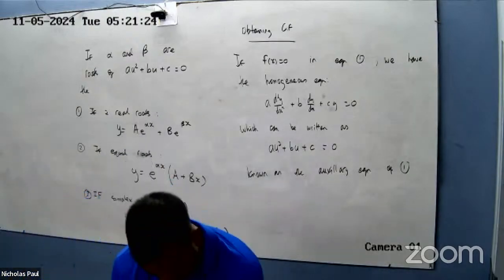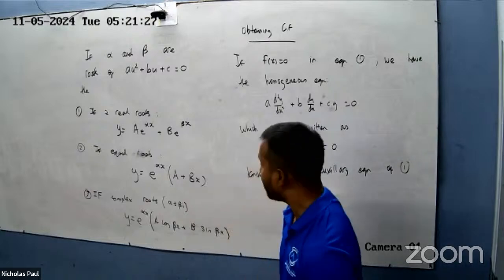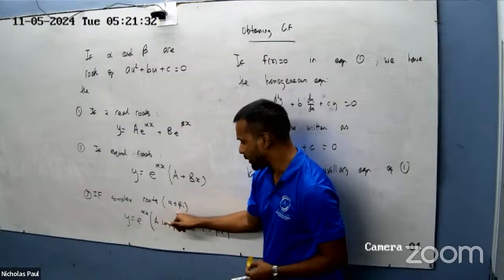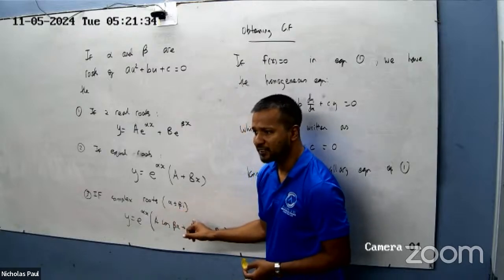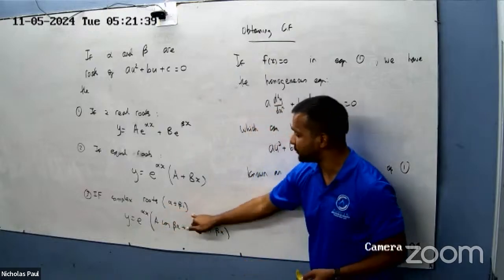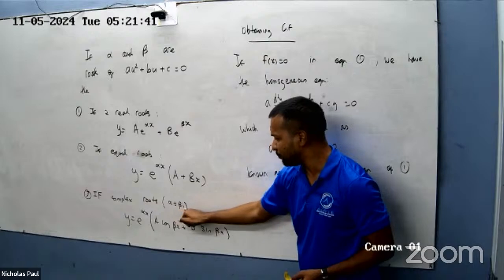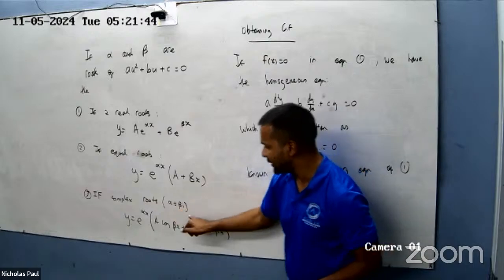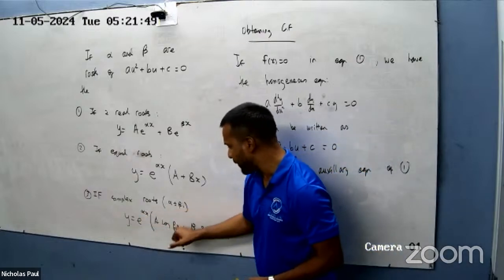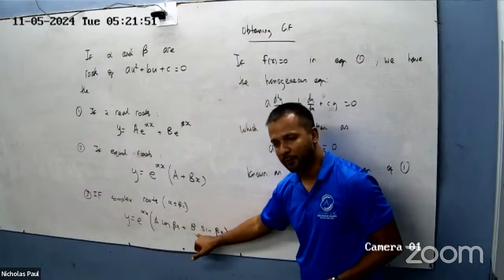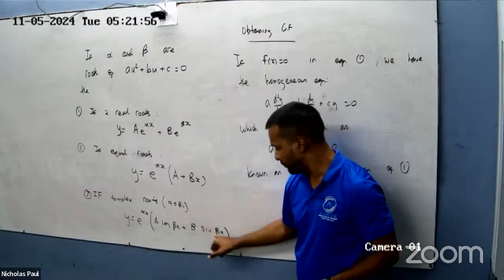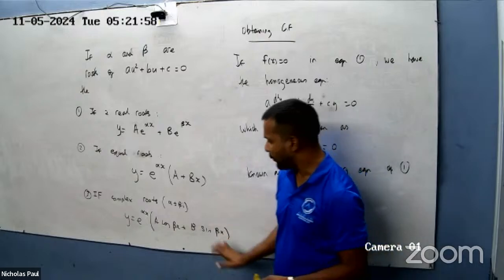What's this here? If we end up getting complex roots, you remember complex with i in it, something like alpha plus or minus beta i, then the general solution looks like this. Take your alpha, put it here, take your beta, put it here. This is capital B here. This is beta. All right, I want to show you how to use this now.